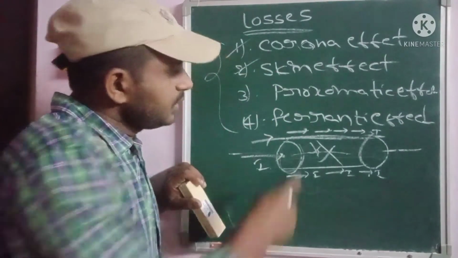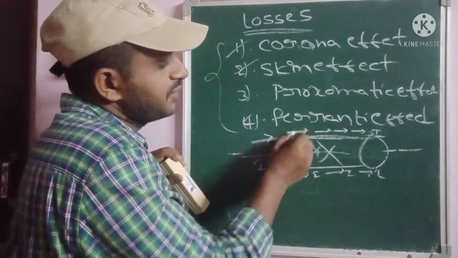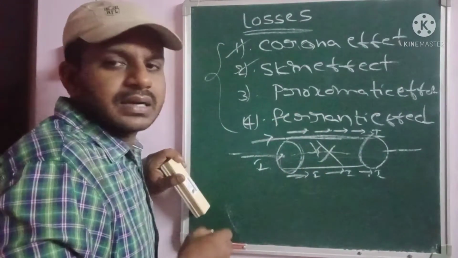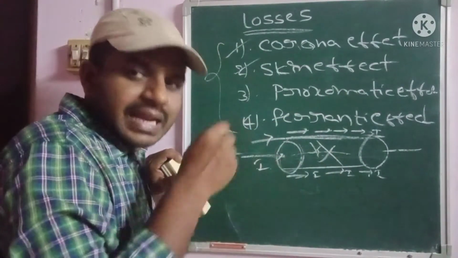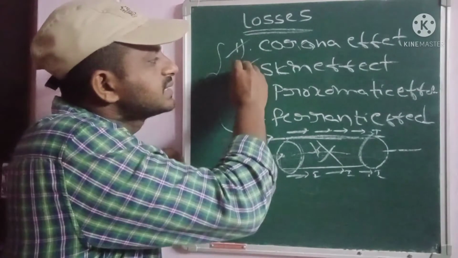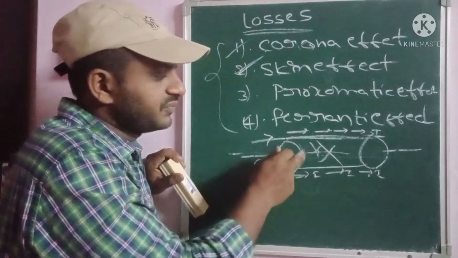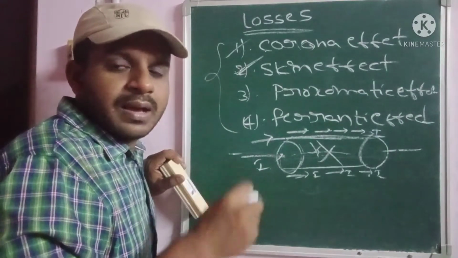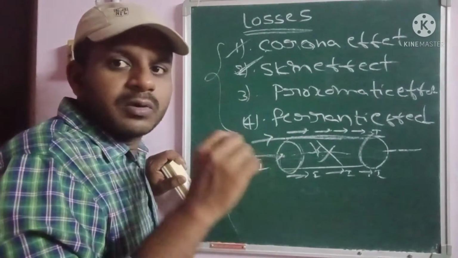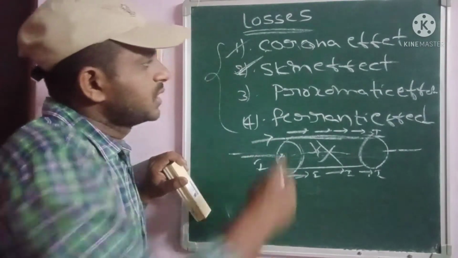Coming to the skin effect, here the current flows only on the surface of the conductor, and there is no current flowing on the inner side of the conductor. This is called the skin effect. This effect mainly comes when we are not using a properly good material conductor. So that is the skin effect.